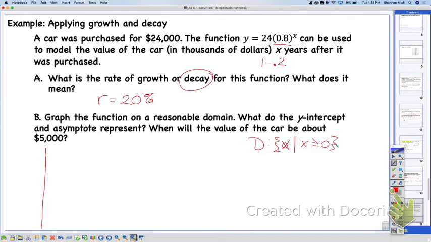Okay, so what's my range gonna be? Y. Is it gonna be greater than or equal to what? Is it gonna be greater than or less than? Less than. It's gonna go down, yeah? Yeah. It's gonna be less than 24,000. Okay. Right? So the range, we know it's gonna be less than.